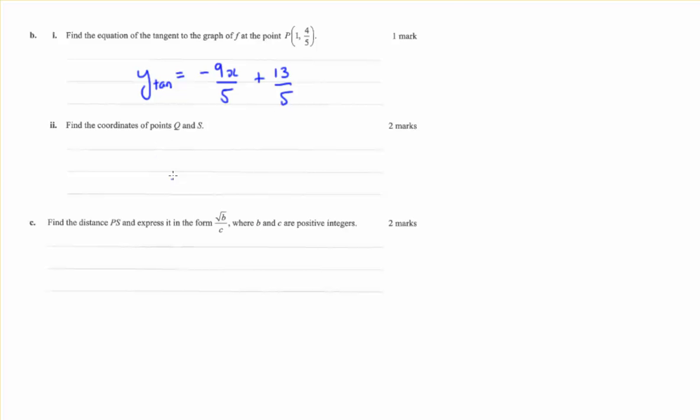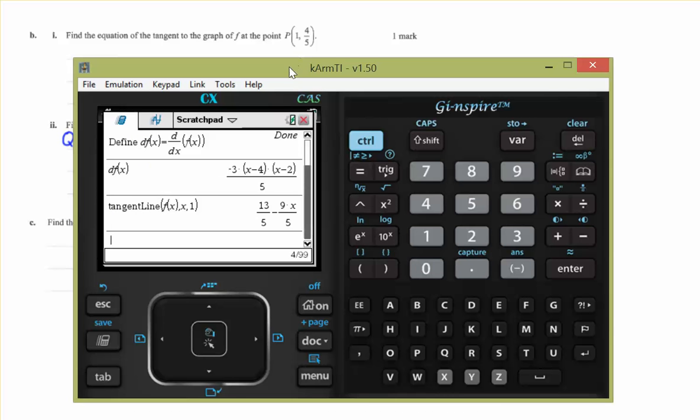Now, looking at that diagram from before, we want the coordinates of Q and S. We can see that Q is the x-intercept, which means we make y equals 0. And looking up here, to find the x-intercept, to make y equals 0, we get 0 equals negative 9x on 5 plus 13 on 5. Let's go for the CAS.